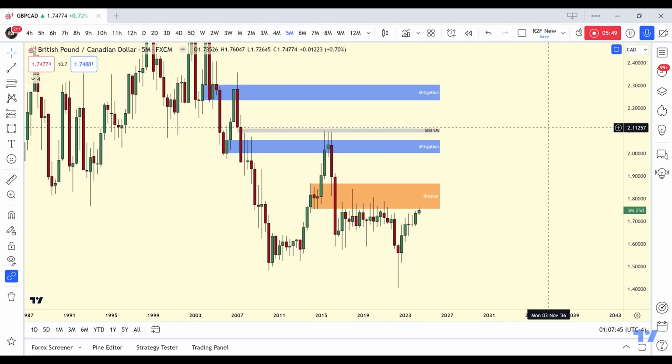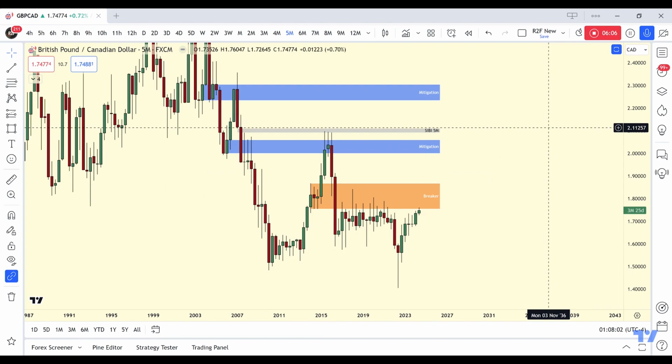All right, so this is the British pound Canadian dollar chart on the 5-month time frame. When it comes to looking at PD arrays, I often shuffle through various time frames to see which one looks a bit more clean and a bit more clear.